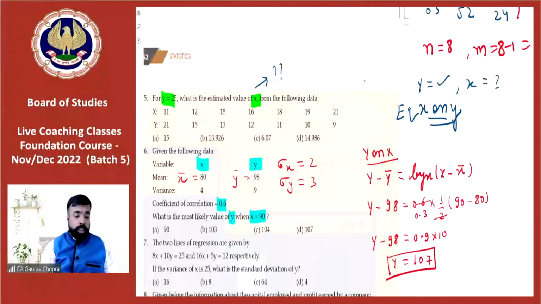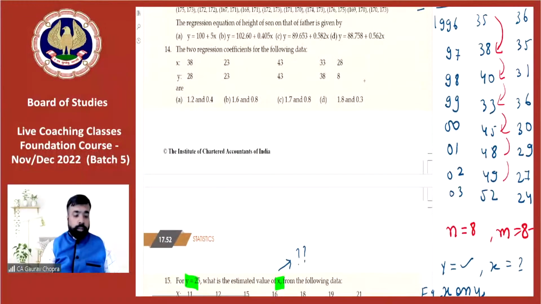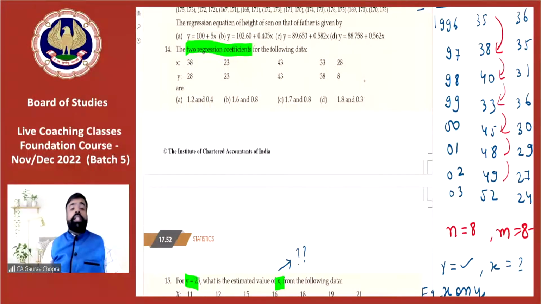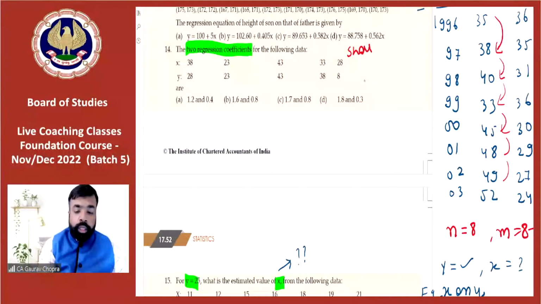Manvi is asking about question number 14. 14 says the two regression coefficients for the following data. So the series is given and you have to find the two regression coefficients. So these two regression coefficients are basically bxy and byx. So simply we have written four formulas for bxy and byx. You can use any of them. But since values are bigger, it is better to use the shortcut method. So you can use the shortcut method and calculate bxy.